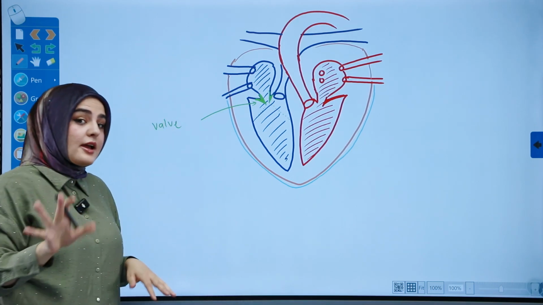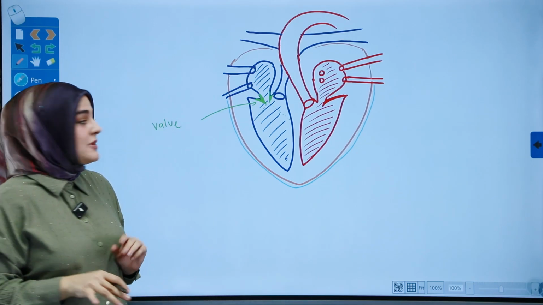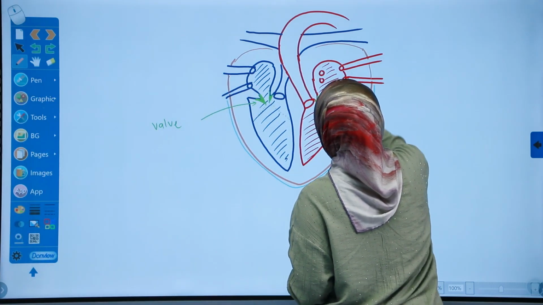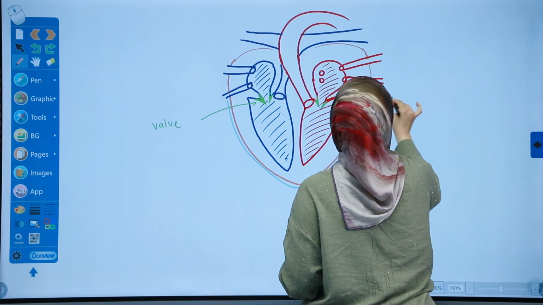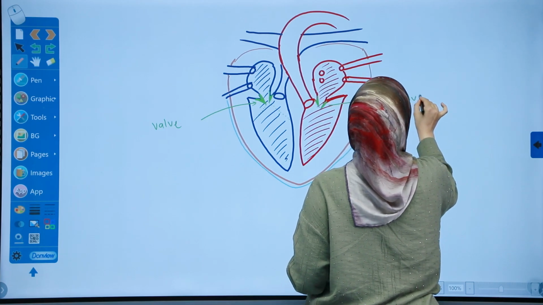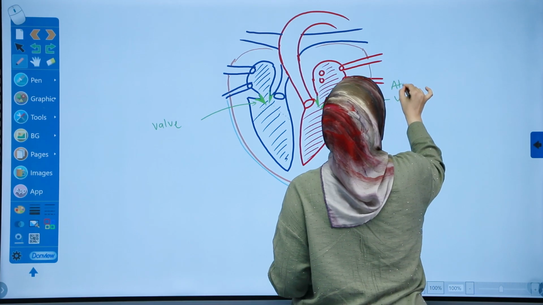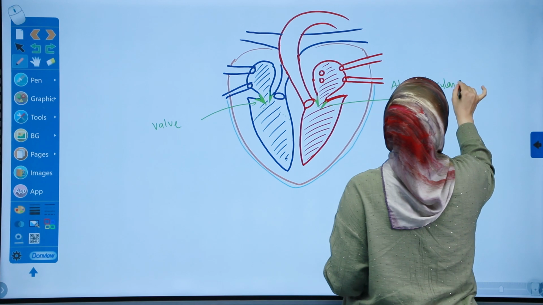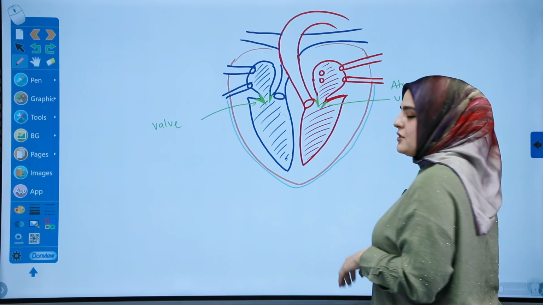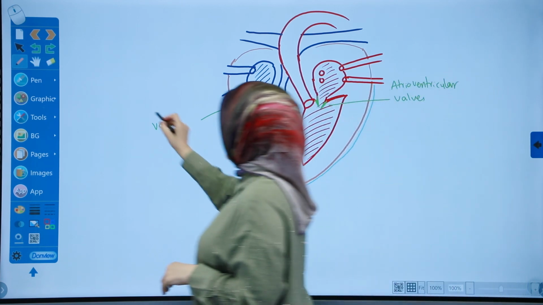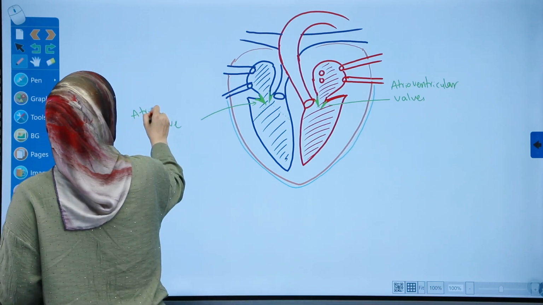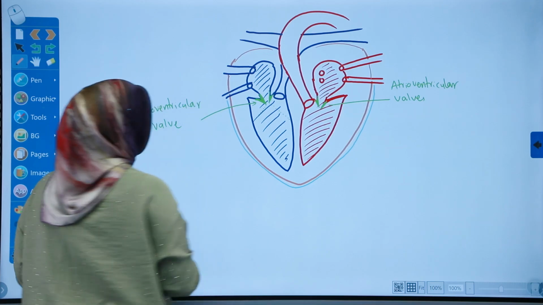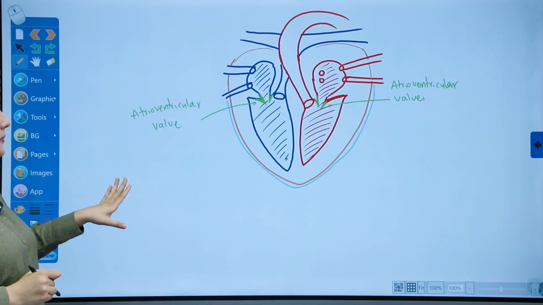However, we have two atria and two ventricles. That means we have two of these. There we go. This is also a valve. What type of valve? Atrioventricular valves. According to their location, we named it that way. Again, atrioventricular valve. We're good.